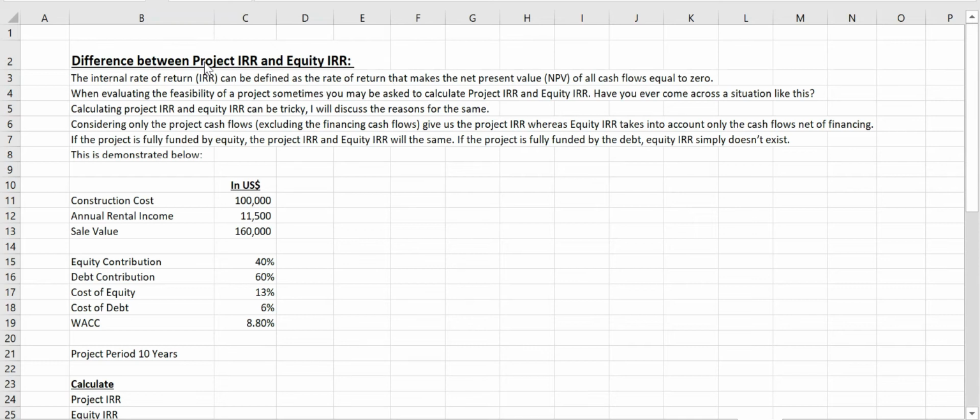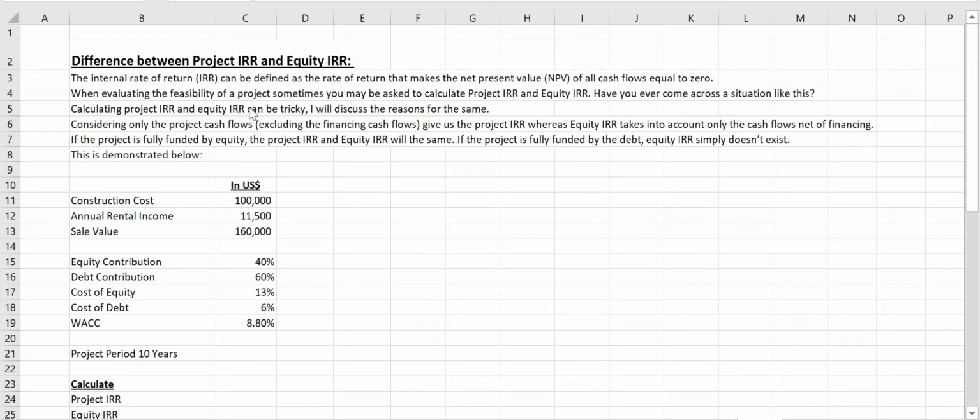When you say project IRR, when you take a project, mainly there are two types of contributors to the project. Who are they? The first one is the equity contributors and the second one is the debt contributors or the loan contributors. So there are two types of contributors as far as the project IRR is concerned.